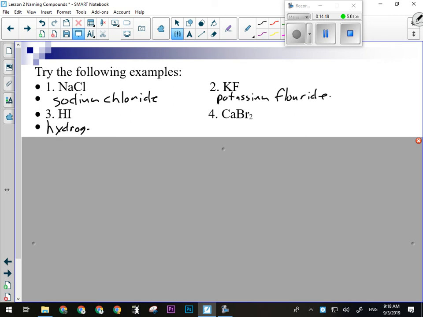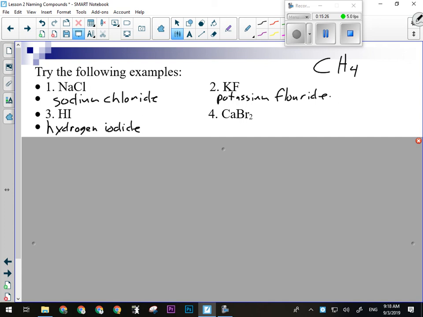Hydrogen can act as both a metal and as a non-metal. In this case, it's acting as a metal because it's listed first. If I was looking at this compound, it would be behaving as a non-metal because it's not listed first. So that's something you have to watch for with hydrogen. It's listed first, it's acting as a metal, and that's most likely an acid of some kind. This is hydrogen iodide, which is a strong acid.